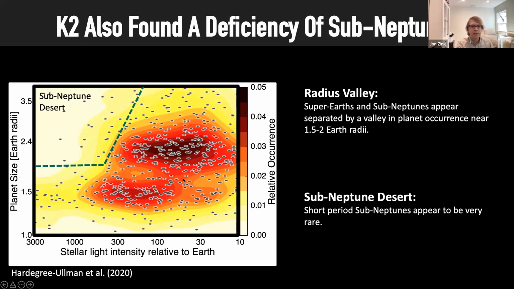So again, what we can say is that K2 is showing us that our Kepler results can be taken to the bank and we can apply them to the local galaxy at large. Some really exciting findings.